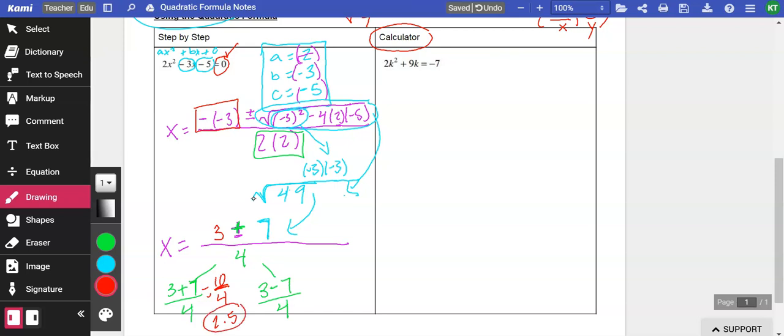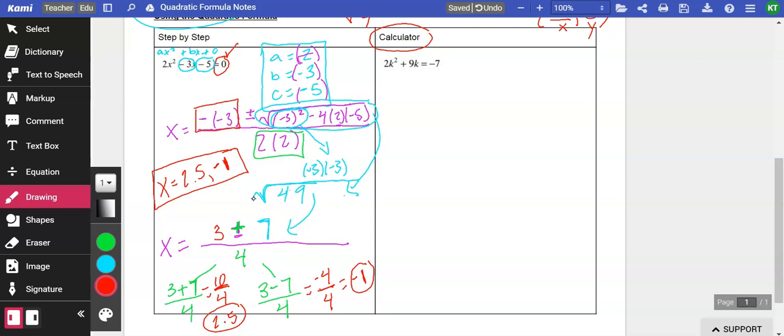And then 3 minus 7 is negative 4 over 4. So negative 4 divided by 4 is negative 1. That's our other answer. So we would write out our solution as x equals 2.5, comma, negative 1. The order of the numbers does not matter. So you could write it as x equals negative 1, comma, 2.5. Either answer would be acceptable.